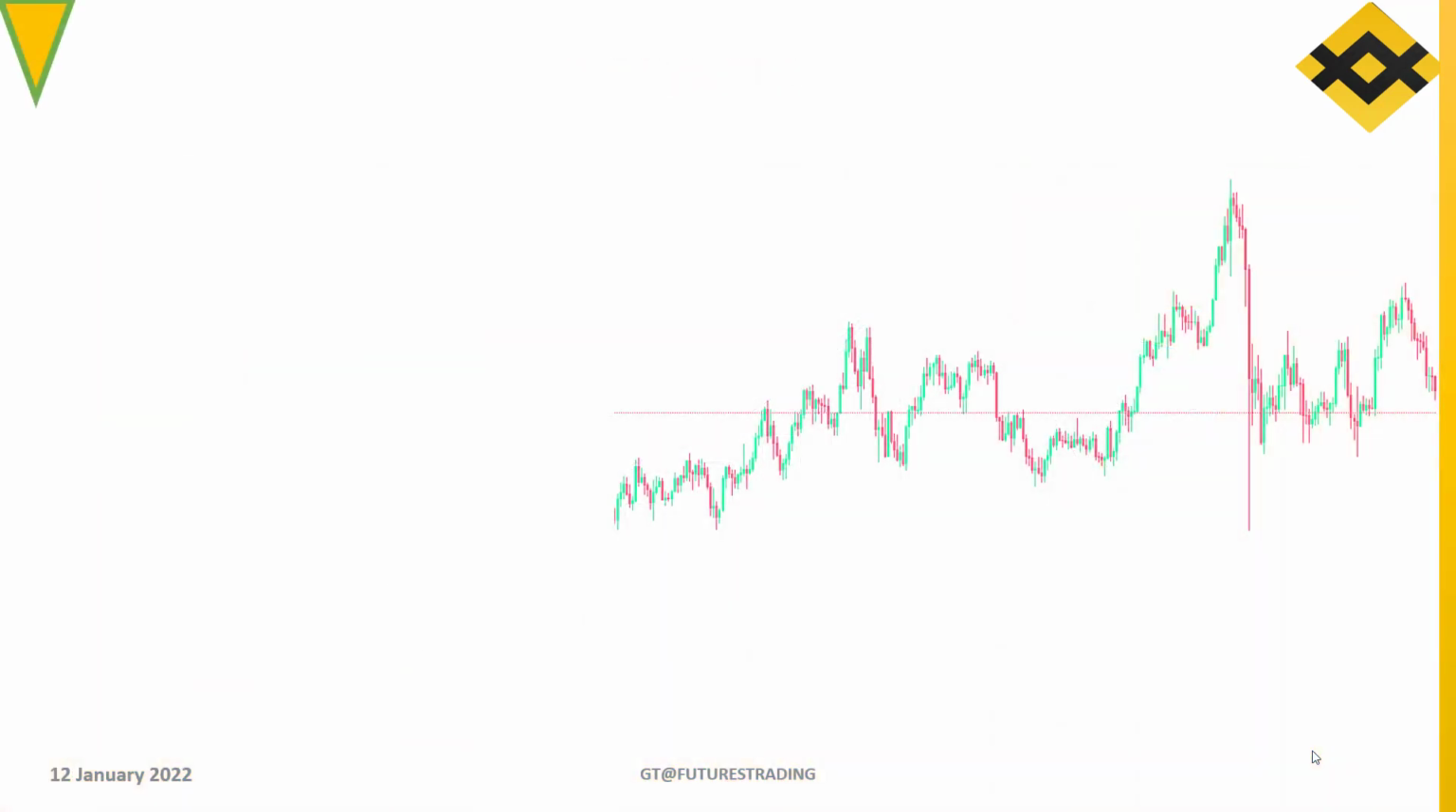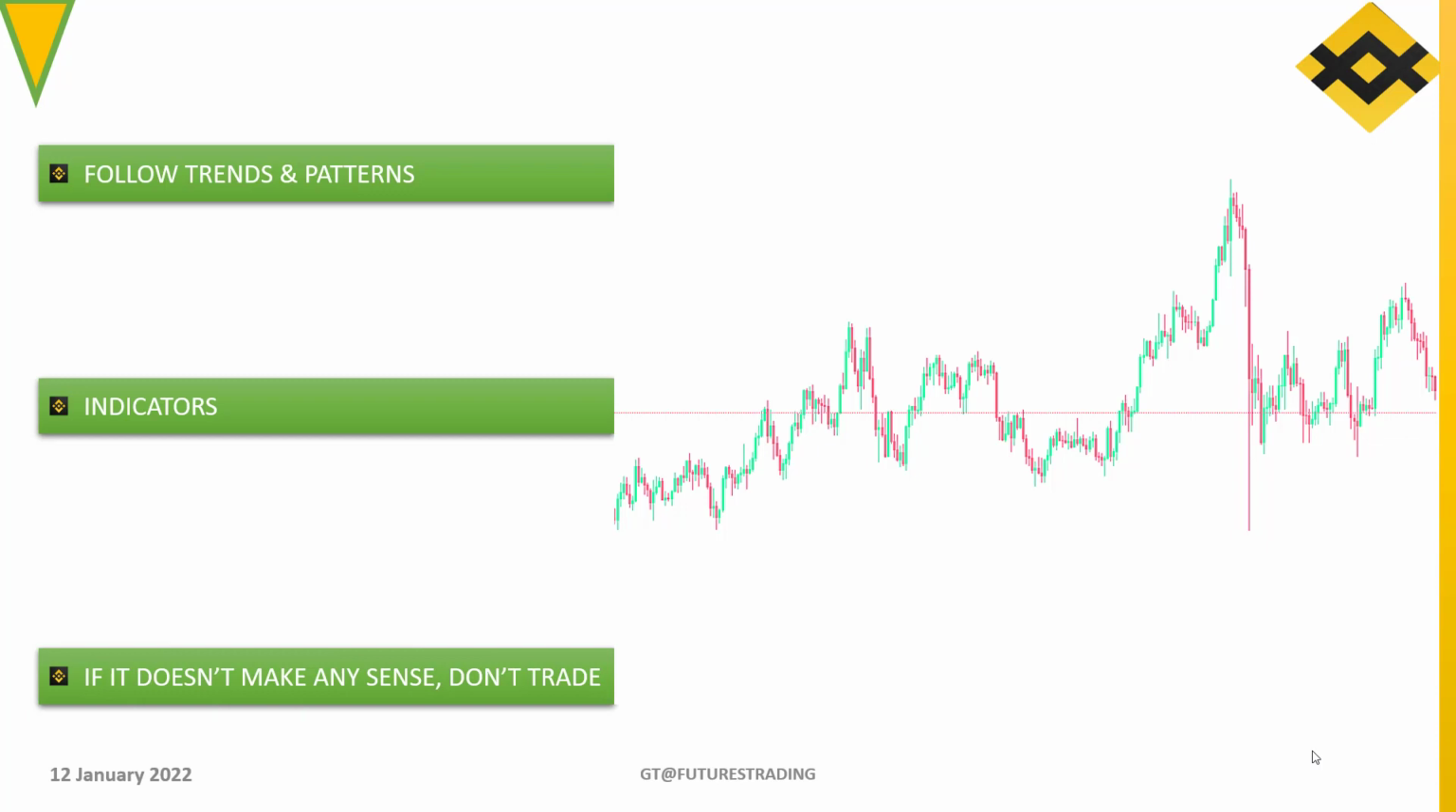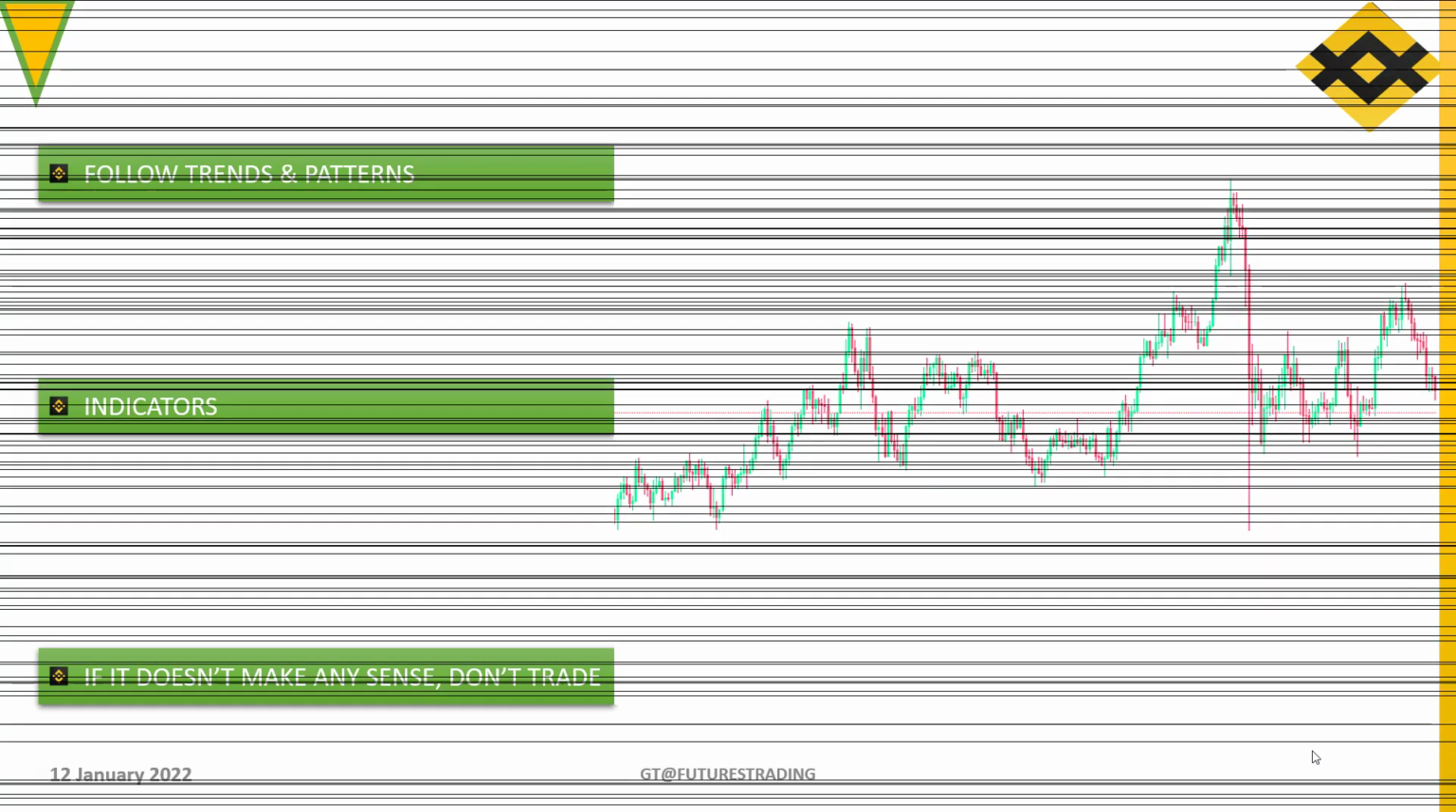In trading cryptocurrency, you have to be able to follow patterns and trends. You have to be able to use indicators, and if the trade doesn't make sense, do not trade. This last point is often the most overlooked point, and hence traders fall on the wrong side of the market.